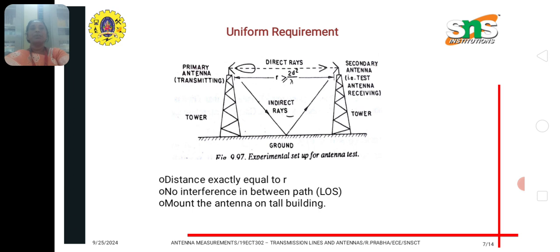The height must be the same. There are two types of rays available. One is the direct rays, which go directly from the transmitting antenna to the receiving antenna, and the other is indirect rays. The indirect rays are obtained from the transmitting antenna reaching the ground, and from the ground they are reflected back and reach the receiving antenna. For the secondary antenna, that is the antenna under test, the total radiation is calculated by adding the direct rays and the indirect rays. Here the distance must be made equal to r, and r should be greater than 2d squared by lambda. There should be no interference in between the paths, that is, line of sight, and they mount the antenna on a tall building. This is the uniform requirement of the radiation pattern measurement.